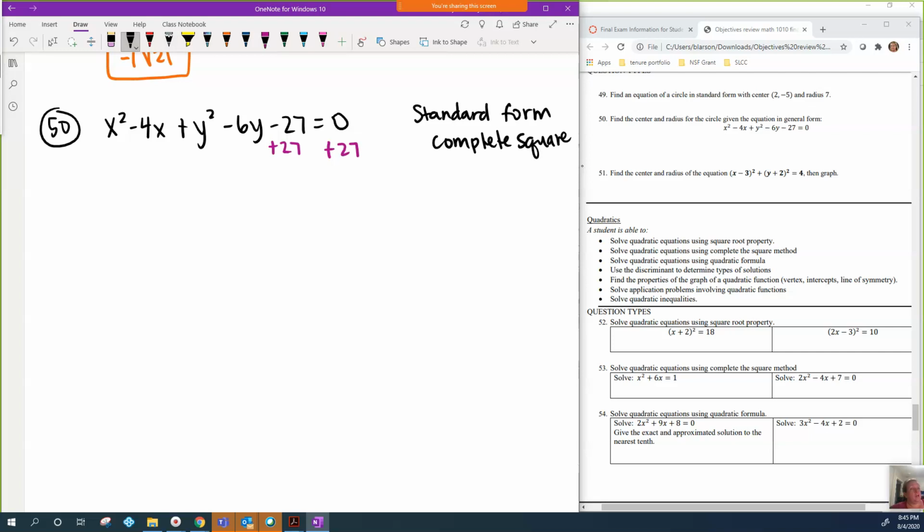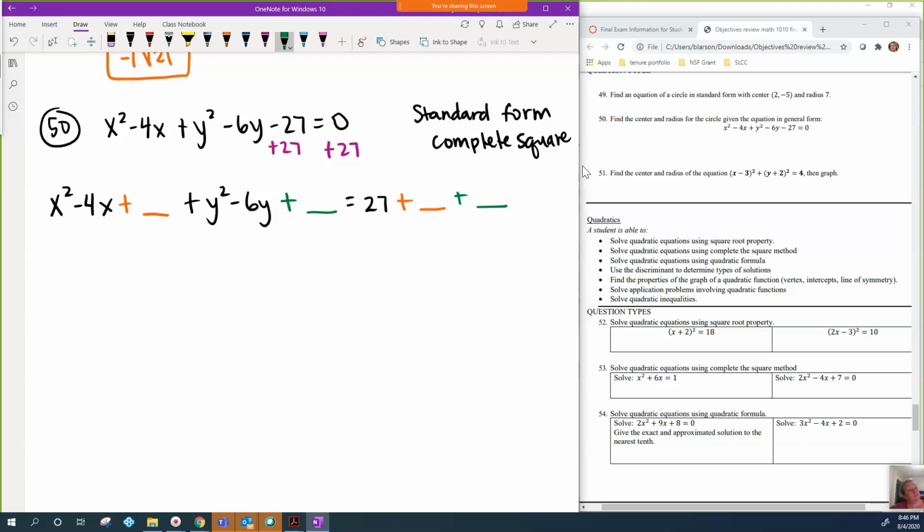Okay? And then we're going to want to group our x's together. So I'll have my x squared minus 4x plus blank, right? Because I'm trying to complete the square here. So I need to leave this open so I can make this into a perfect square trinomial. And then I want my y's together, so plus y squared minus 6y plus blank, right, equals. We've got 27 over there already, right? So 27, and then plus the orange blank, and plus the green blank, right? Whatever I add to one side, I've got to add to the other side as well.